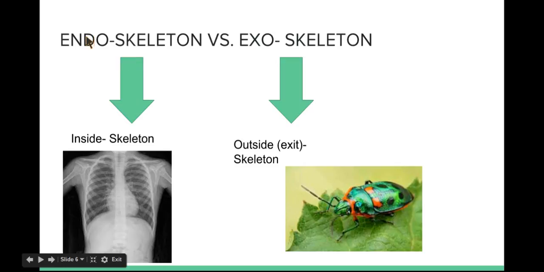Well, some animals, they have an endoskeleton. That word endo kind of sounds like inside. An endoskeleton means you have a skeleton inside your body. But some animals have one outside, an exoskeleton. Exo kind of sounds like exit. An outside skeleton has its skeleton or its hard covering on the outside. We can classify animals by is their skeleton on the inside, endo, or on the outside, exo.